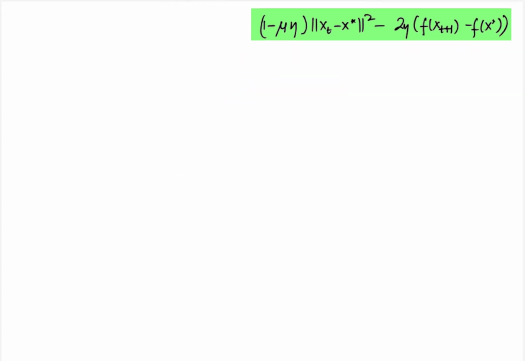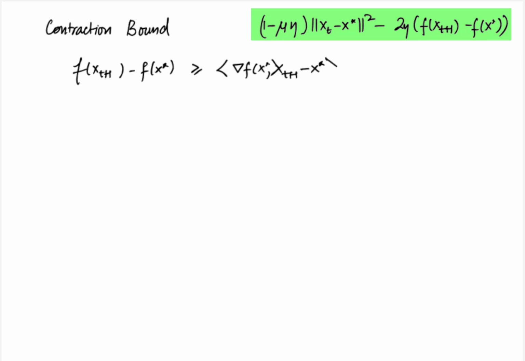The final contraction bound will be obtained by bounding the optimality gap, which is the second term here, in terms of the distance from the optimum. So f(x_{t+1}) minus f(x*) is greater than or equal to the gradient of f at x*, inner product with x_{t+1} minus x*, plus mu by 2 times the norm square of x_{t+1} minus x*. And here the first term on the right is greater than or equal to 0. So we get greater than or equal to mu by 2 times the norm square of x_{t+1} minus x*.